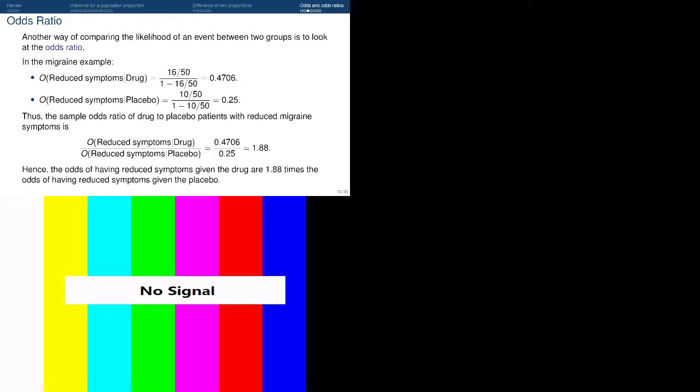The proportion that had reduced symptoms given they took the drug was 16 on 50. If you remember, it was 0.32. 0.32 divided by 1 minus 0.32, we end up with an odds of 0.4706. If we want to look at the odds of having reduced symptoms given they took the placebo, we can perform the same calculation and we get an odds of 0.25.